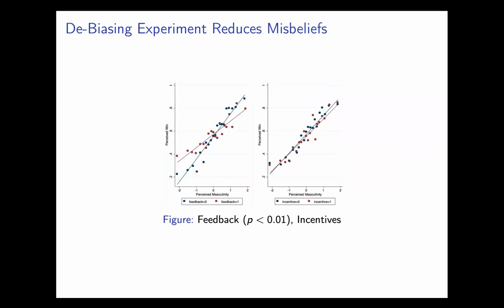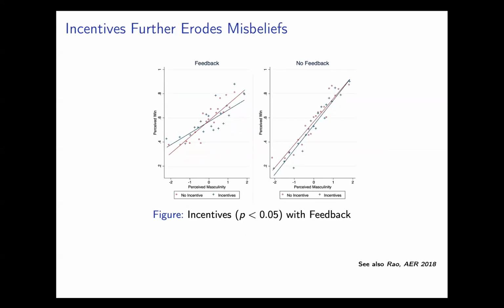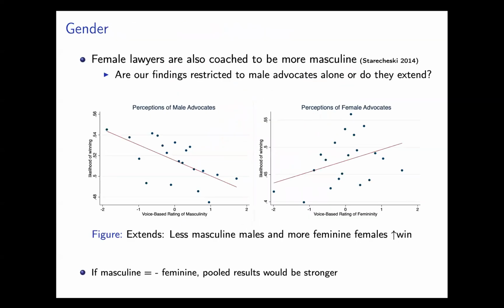So we ran a debiasing experiment and found that information reduces misbeliefs, and incentives further reduce misbeliefs, which highlights two channels for the negative correlation: information and incentives. So what about gender? Female lawyers are also coached to sound more masculine. So are our findings restricted to male advocates alone, or do they extend? Well, it turns out it extends.